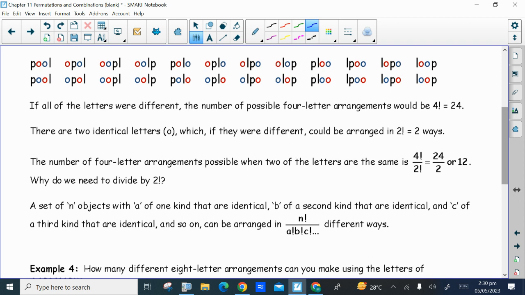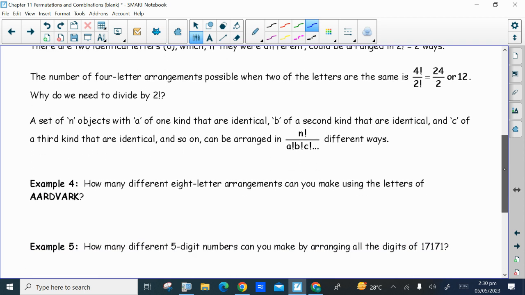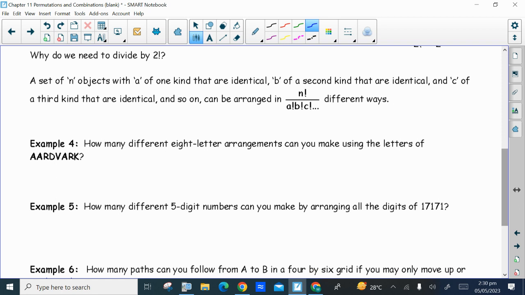Why do we need to divide by 2? Well, because there are 2 letters that are repeating. So a set of n objects with A of one kind that are identical, B of a second kind that are identical, and C of a third kind that are identical can be arranged in n factorial, because that's the total number of objects, divided by A factorial times B factorial times C factorial, etc. There's no limit to how many objects are being repeated. There's no limit to how many factors you can have on the bottom.